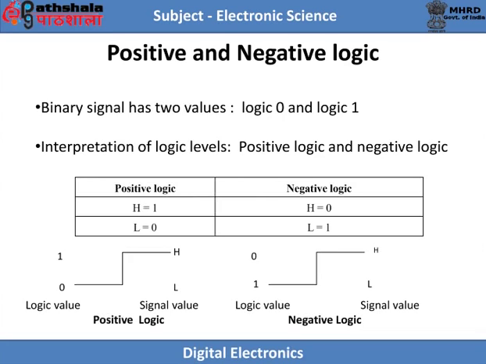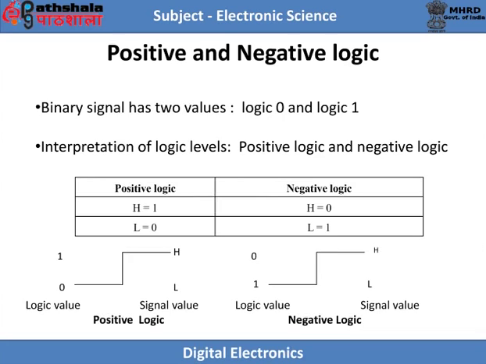Since two signal values are assigned to two logic values, there exist two different assignments of signal to logic. Because of the principle of duality of Boolean algebra, an interchange of signal value assignments results in a dual function implementation. Consider the two values of binary signal as shown in the figure.